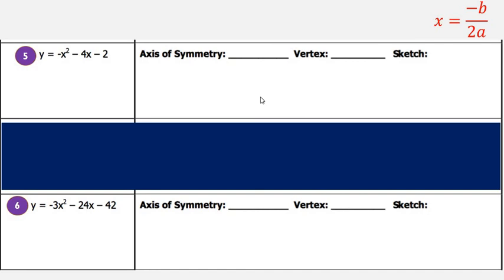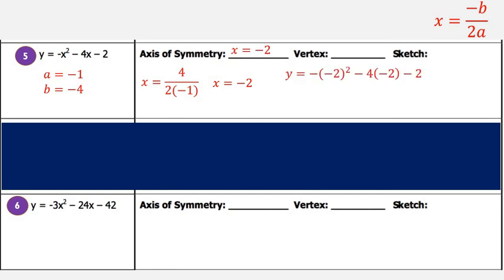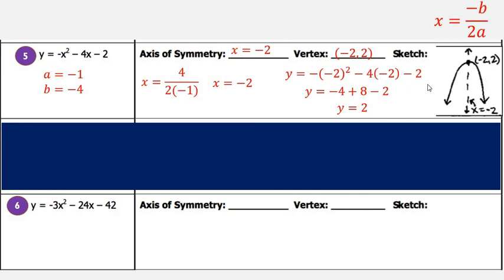Okay, now you should have finished 5, 6, 7, and 8. And when you're looking at these, the first thing you're going to do is come up with your A and B, just like before. You're going to go through all these steps so that the x equals -2, substitute it back in, and your y is at 2. So your vertex is -2, 2. And since this is a negative parabola, it's going to face down. So your graph should look like this.